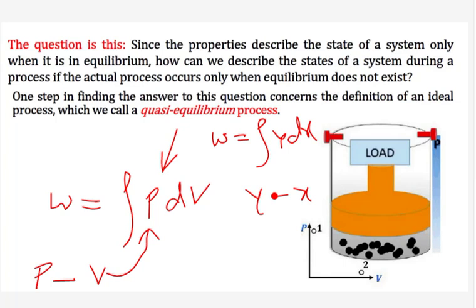Manu is saying, so sir, that means we can't describe the process if it happens when it is not in equilibrium. Yes, if it is not in equilibrium, that is what I'm explaining. Then I don't know what happened in between, so I will not know the relation between y and x. And if I don't know the relation between y and x, I cannot calculate the work transfer here.